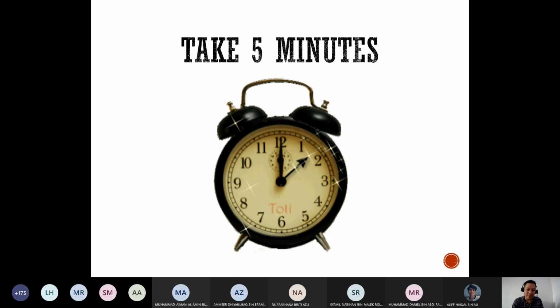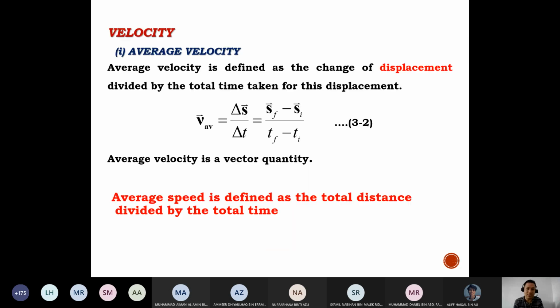Okay, thank you. So now we already discussed the displacement and also the distance. In this case, we just need to memorize the displacement, because for others, for example velocity, we use the displacement. Now we look at the velocity. Number one is the average velocity, as I mentioned in the beginning. So we have the average velocity, and then the instantaneous velocity. What do I mean by average velocity? Average velocity is defined as the change of displacement divided by the total time taken for this displacement. It's delta S divided by delta T, from the first spot to the final spot.